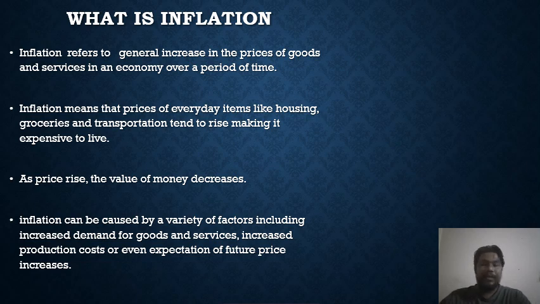Inflation means that prices of everyday items like housing, groceries, and transportation tend to rise, making it expensive to live. It is a sudden increase in the prices of day-to-day items, basic needs. As prices rise, the value of money decreases. Inflation can be caused by a variety of factors, including increased demand for goods and services, increased production cost, or even expectation of future price increases.